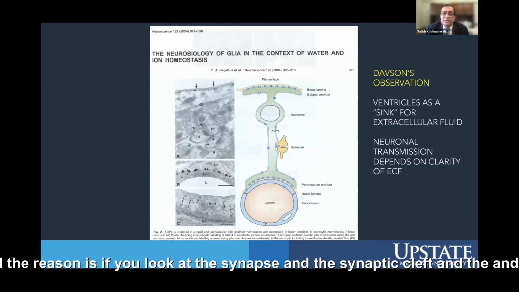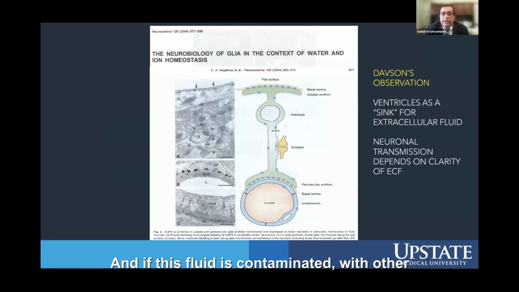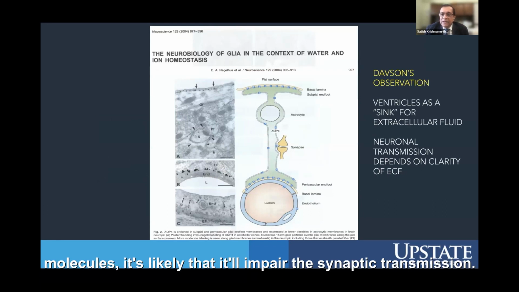And the reason is, if you look at the synapse and the synaptic cleft, the reliability of neural transmission depends on the clarity of the extracellular fluid. And if this fluid is contaminated with other molecules, it's likely that it will impair the synaptic transmission.